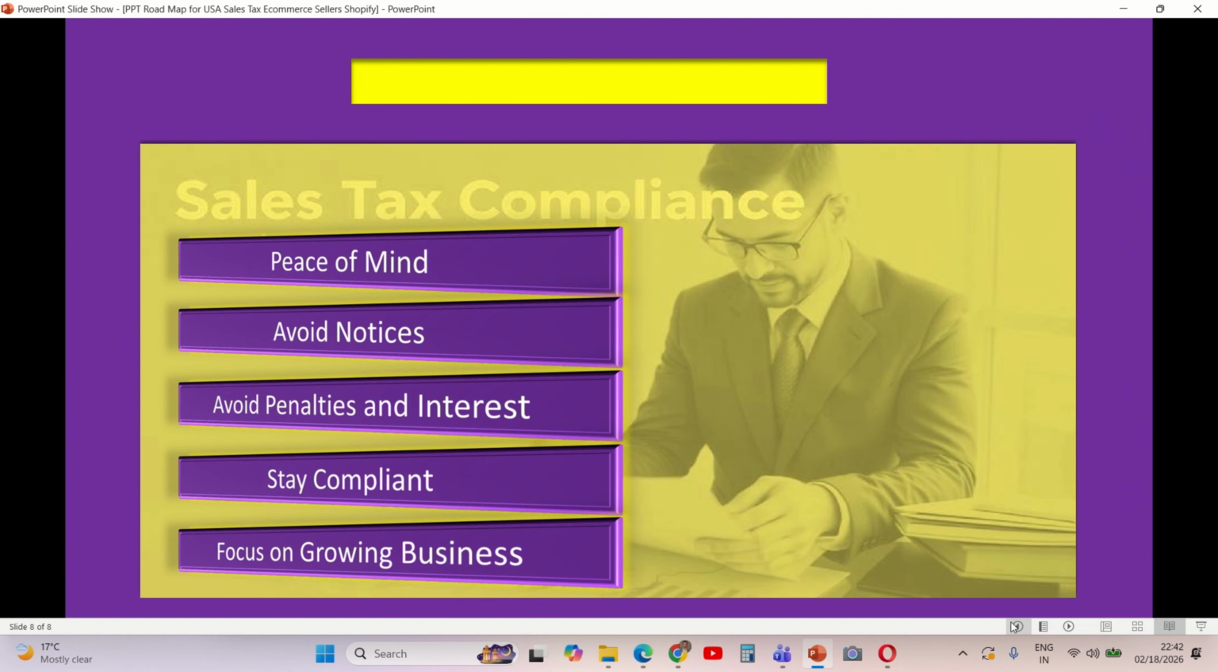Once you have fully registered and file monthly ongoing sales tax returns with the department, you can focus on growing your business. You are not worried about your sales tax compliance because you are fully compliant with the department and authorities. You can avoid future notices, penalties, and interest. So sales tax is a must for growing your business. That will give you peace of mind, so you can stay compliant.